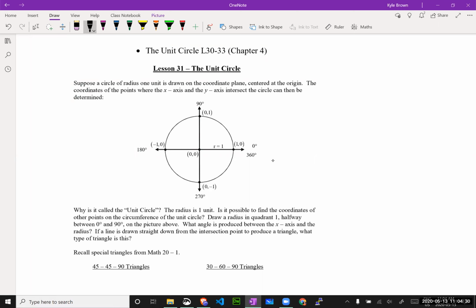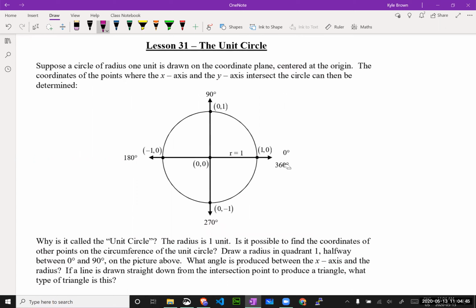Okay, lesson 31, the unit circle. Looking at the unit circle here, this is going to be pretty brand new to you guys. You're probably going to get tired of this unit circle by the end of it, but it's a pretty key part to this whole unit. Actually, the next 3 chapters are all trigonometry, and this is kind of at the center of it.